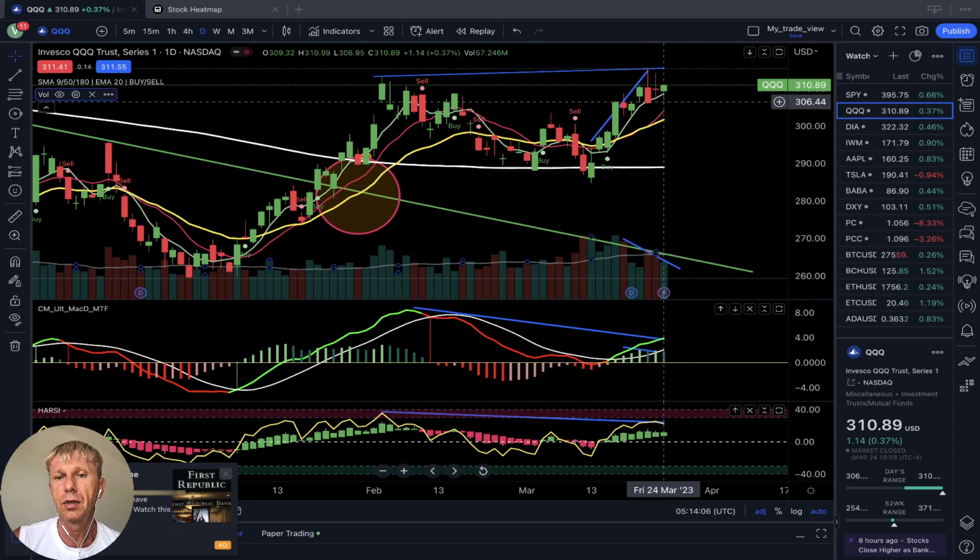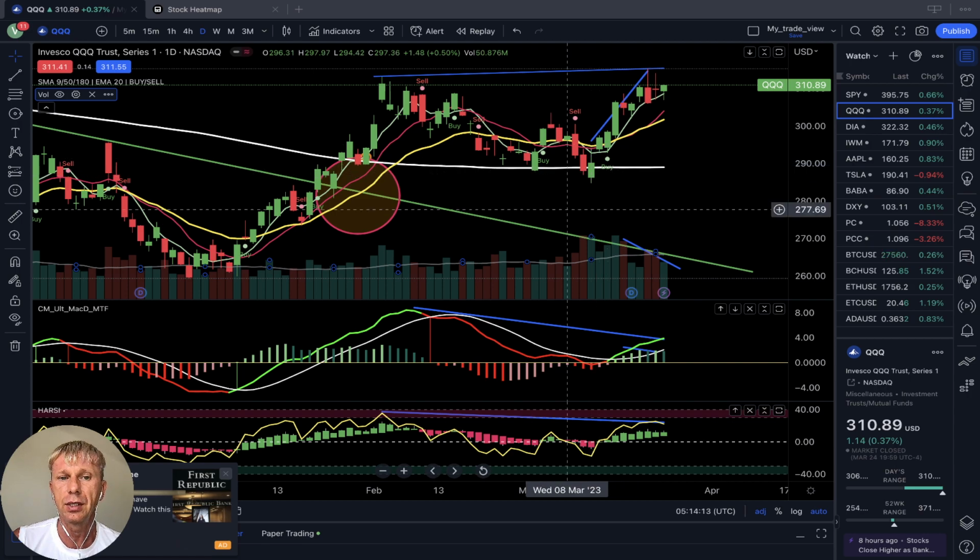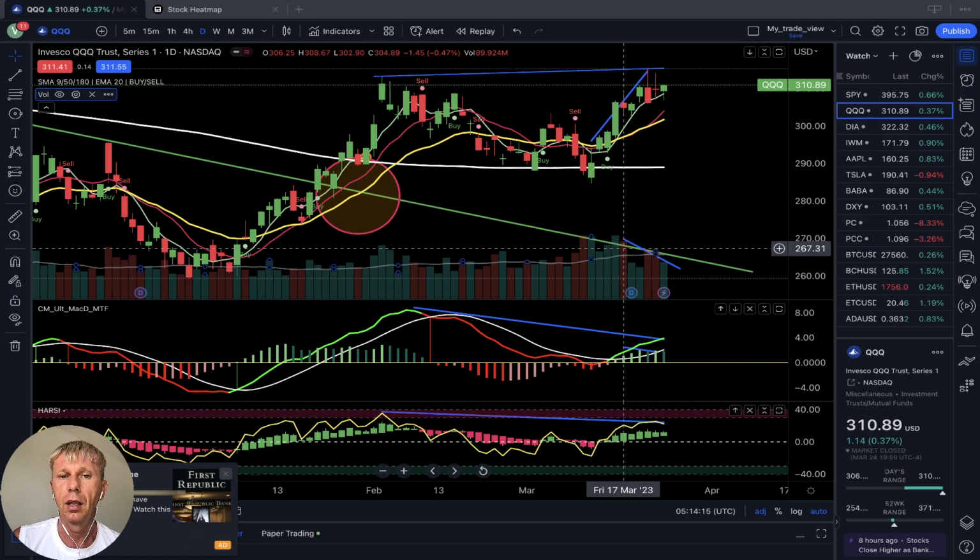And Qs never tested... No, they actually tested 200 on daily time frame. They tested 200, but they never tested the major trend line yet.